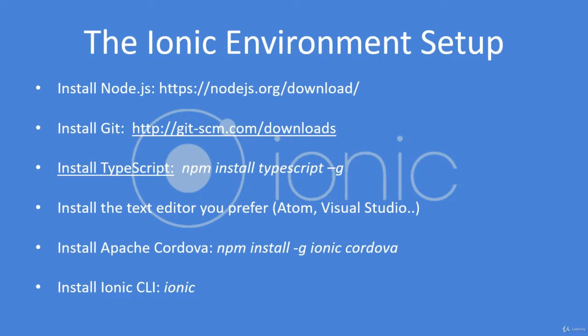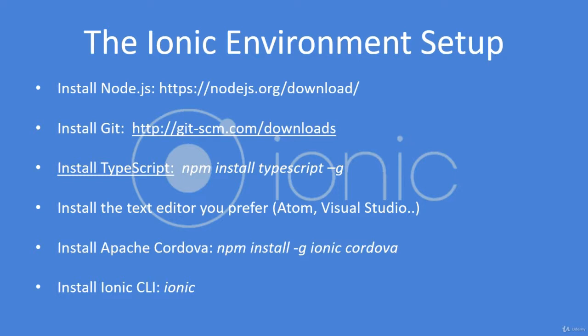Before starting with the creation of applications, we must build a complete environment with all the necessary components to deal with development. First, we have to install Node.js by downloading the latest version at nodejs.org. Then we have to do the same with Git, going to the site git-scm.com. We have to prepare TypeScript, typing in the command line the instruction npm install typescript -g. And similarly, we have to do the same to install Apache Cordova, using the command npm install -g ionic cordova.